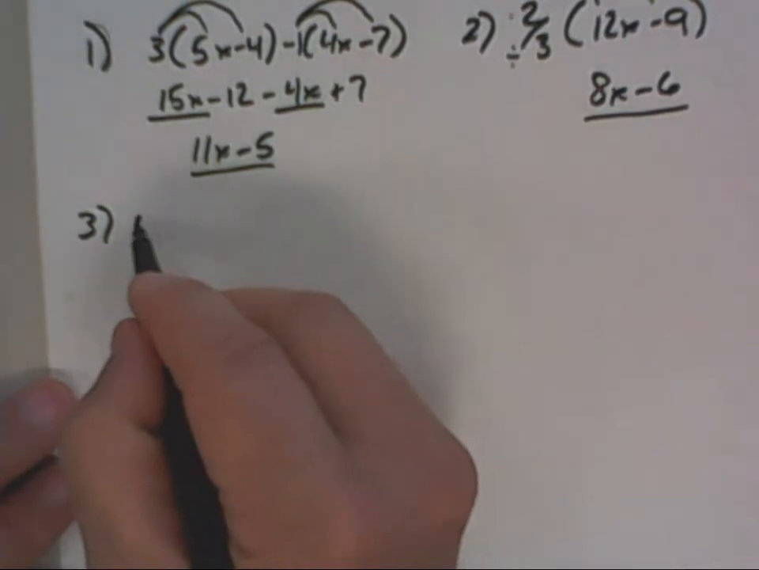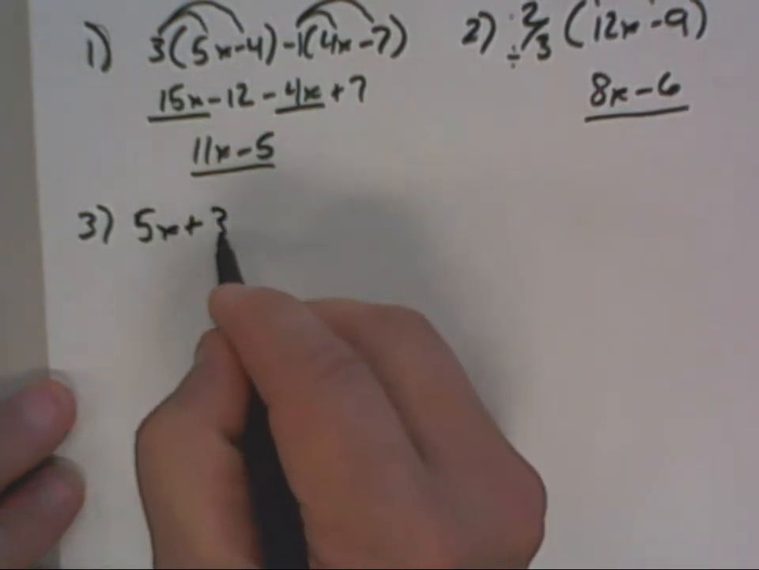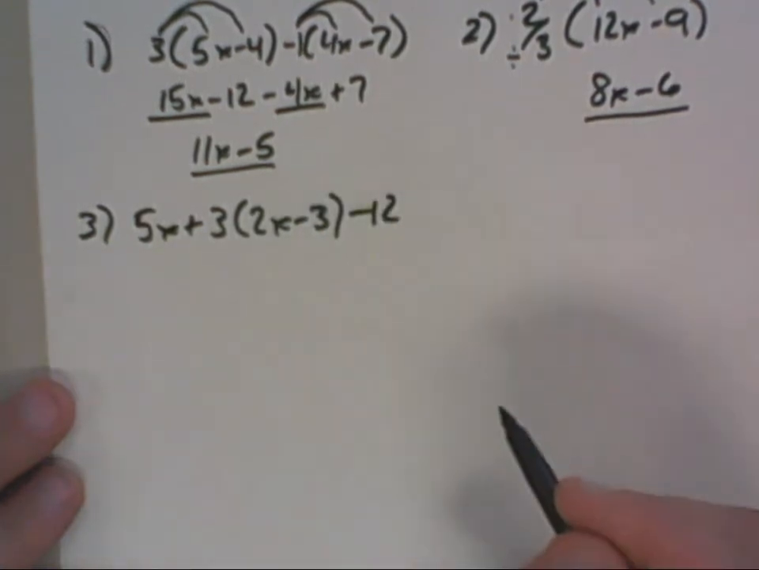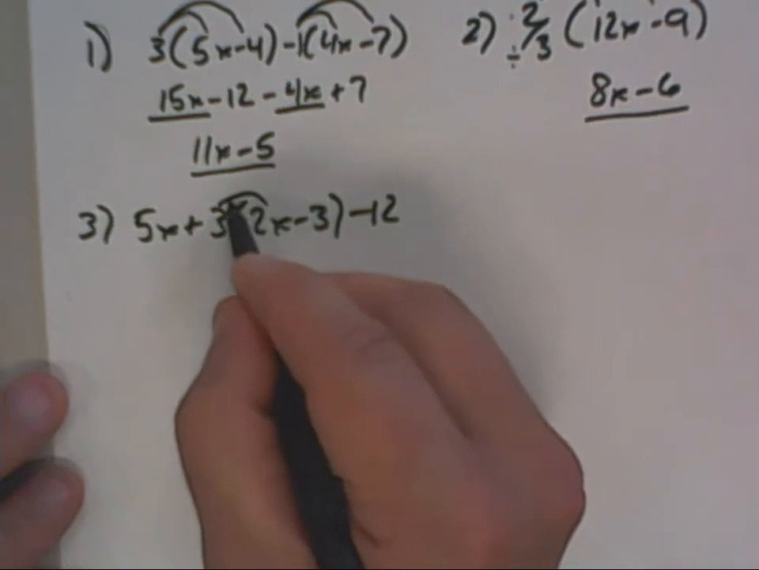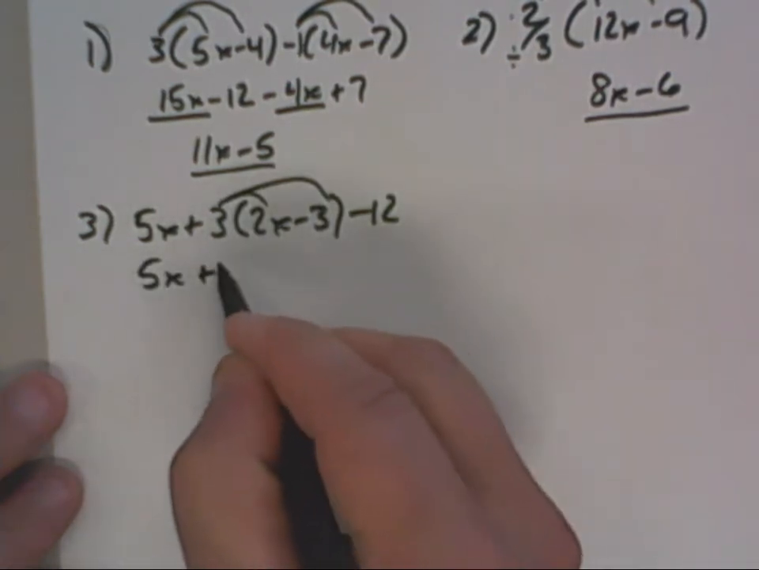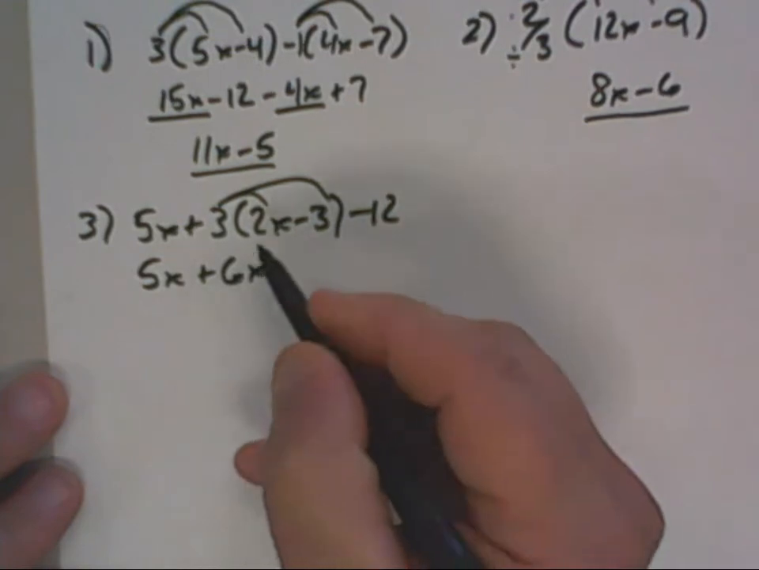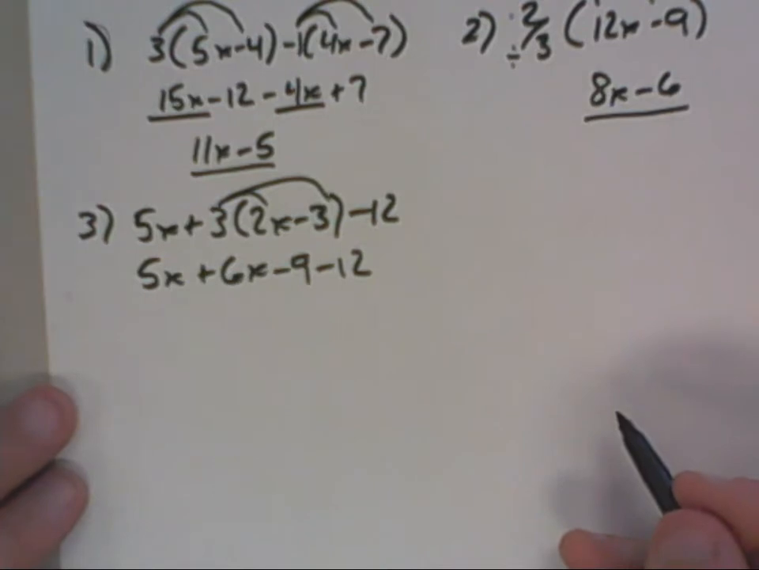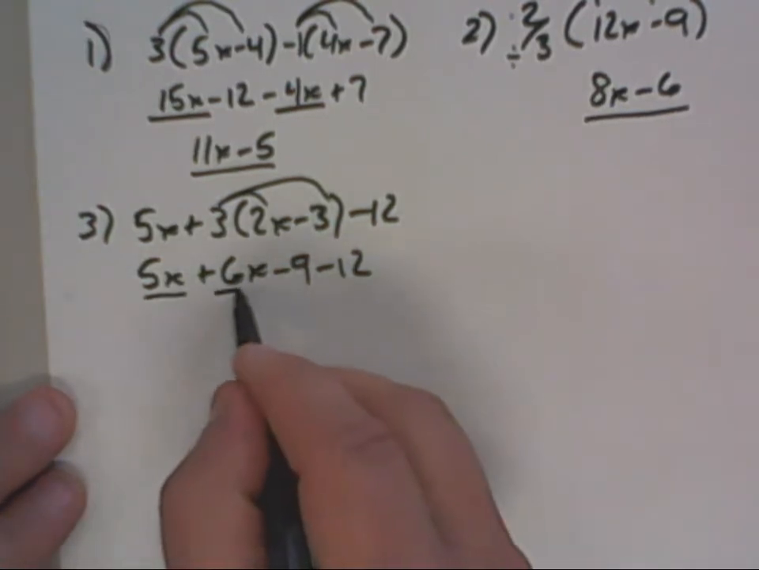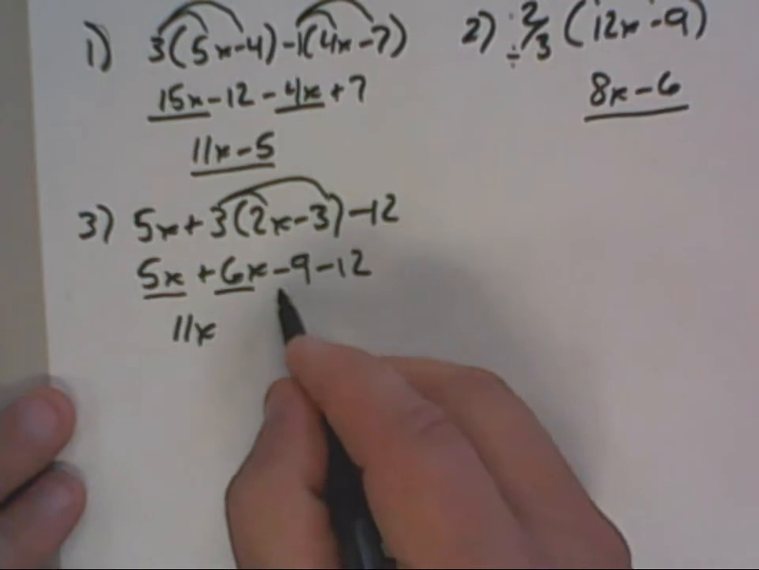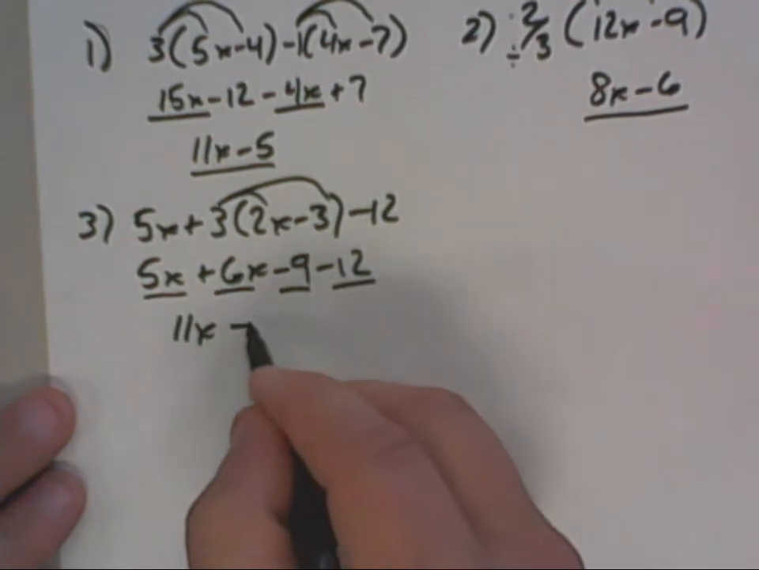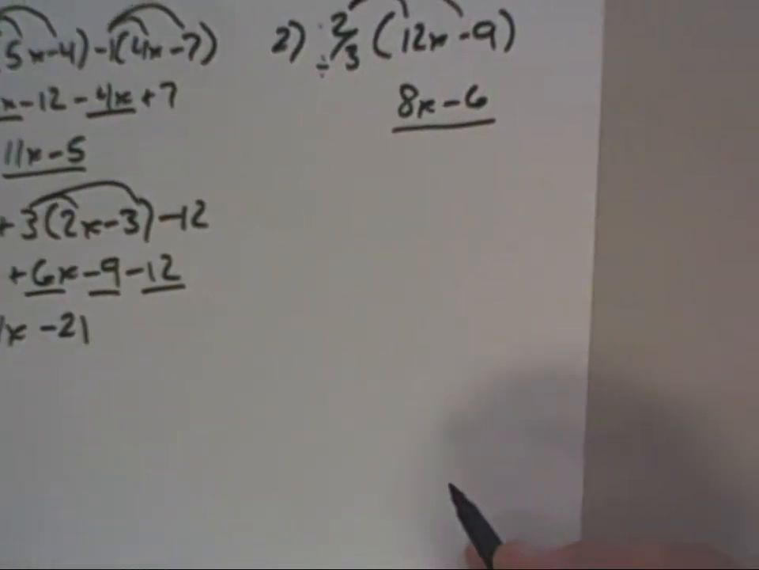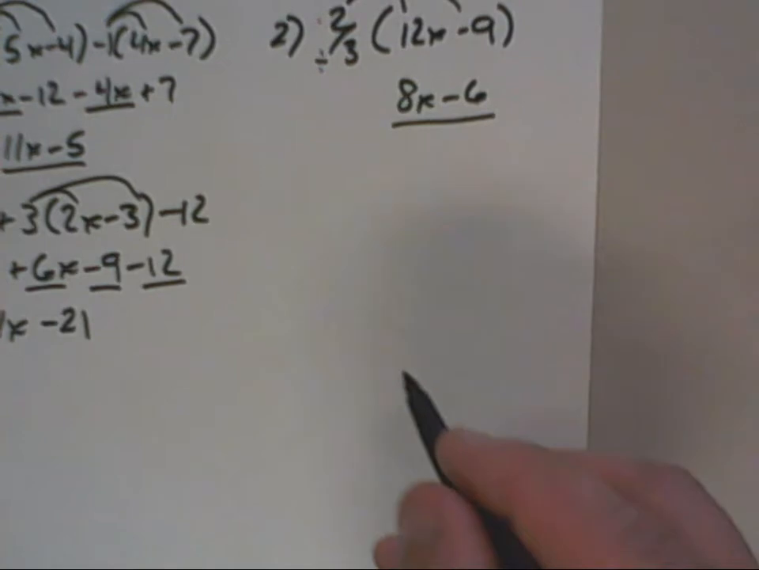Number 3 is 5x plus 3 times the quantity 2x minus 3, minus 12. And so I'm going to start this one by using the distributive property. We'll have 5x plus 3 times 2x is 6x, and 3 times negative 3 is negative 9, minus 12. And then I'm going to add like terms. 5x plus 6x is 11x, and negative 9 and negative 12 is negative 21. So we have 11x minus 21.